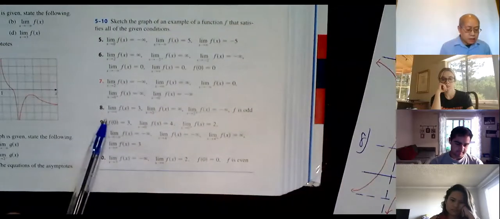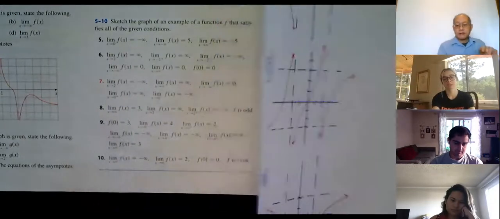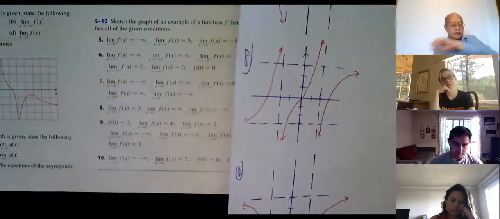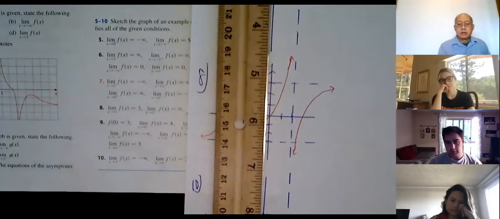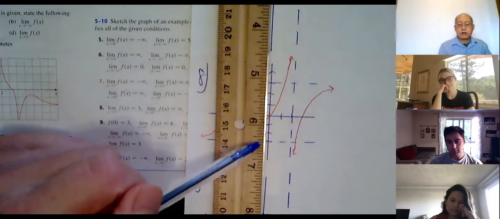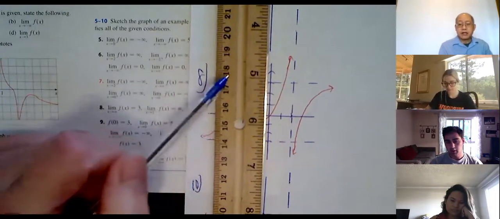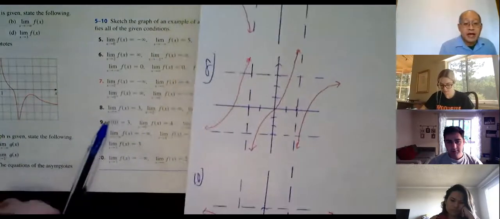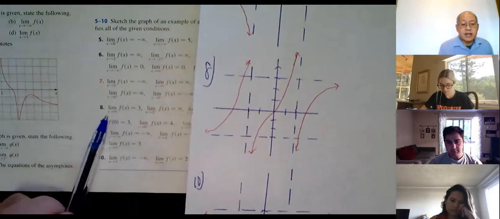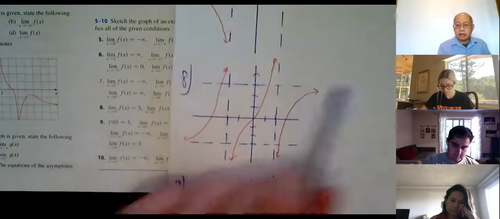Okay, number 8. The best thing to do for number 8 is pretend you don't see this. Just look at quadrants 1 and 4. Now I can't hold that position, but just pretend you don't see anything here or here. I know it's kind of hard to do. But as x approaches infinity, the limit of the function is 3. So we're getting real close to 3.